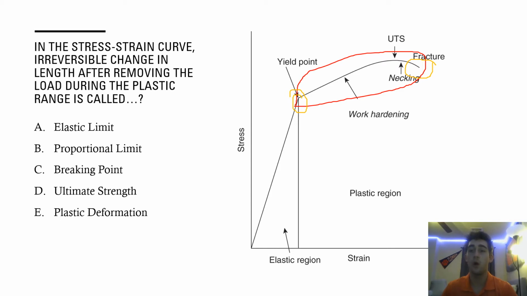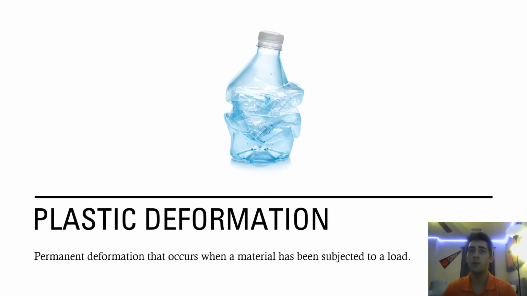as well. Ultimate strength is the top of this curve, as you can see right here, where the material can experience the most load. This is not our answer, but this only leaves plastic deformation left. And yes, the answer to our question is plastic deformation, which is the permanent deformation that occurs when a material has been subjected to a load such as bending, tension, or compression.